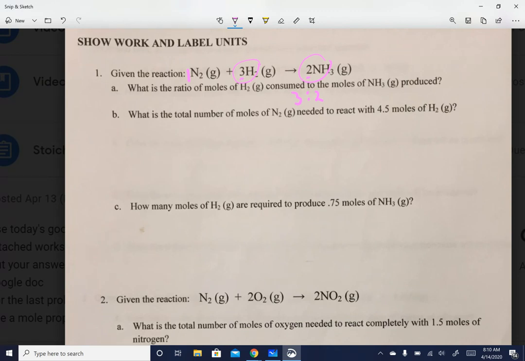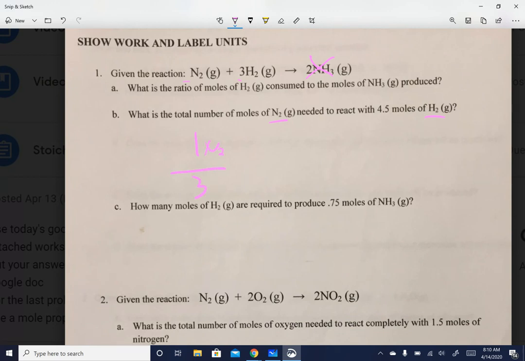B, what is the total number of moles of N2 needed to react with 4.5 moles of H2? All right, so we don't care about NH3. Let me clear that so it's a little easier here. So all we care about is N2 and H2. We do not care about NH3 in this problem. So we look at the mole ratio between N2 and H2. N2 has a 1 in front of it, and H2 has a 3. So it's 1 to 3.